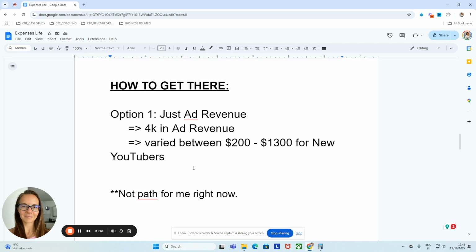And they vary drastically between like $20 basically, but I would say more on average, like $200 a month to $1,300 a month for new YouTubers. Of course, there were outliers, like people that were making only $15 a month or people that were making like 5,000 a month. But, you know, this seemed to be like the safe range that I could bet on.